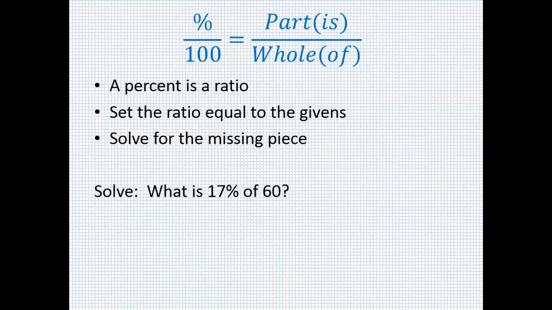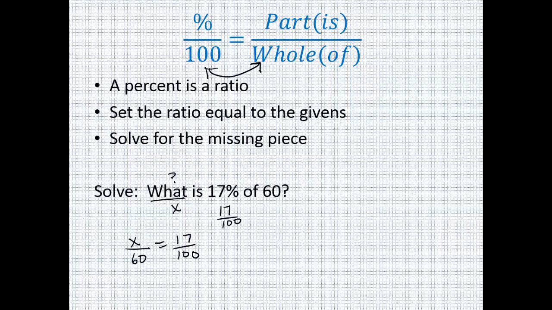Now let's use it to solve for a missing piece. When you see the word what, that means that's the missing piece. So we're going to let x be what, and we've got 17%, and the of is 60. So we've got x out of 60, and we set it equal to 17 over 100. Notice I just flipped the order of our proportion. That doesn't matter at all because I have equals in between.